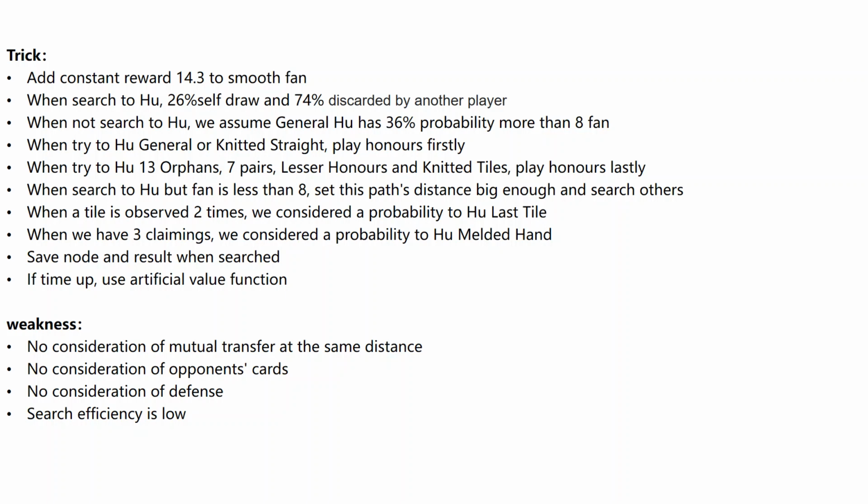And the second is when we search to Hu, we make the probability 26% self-draw and 74% discarded by another player. Third is when not search to Hu. You know the game Hu at least 8 fan. When we do not search to Hu, we assume the general type Hu has a 13.6% probability to be more than 8 fan.